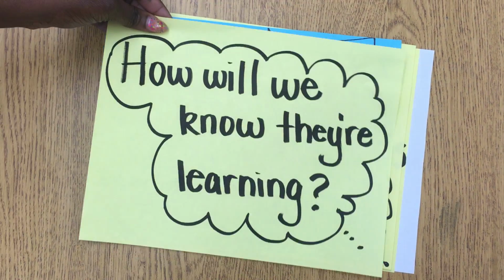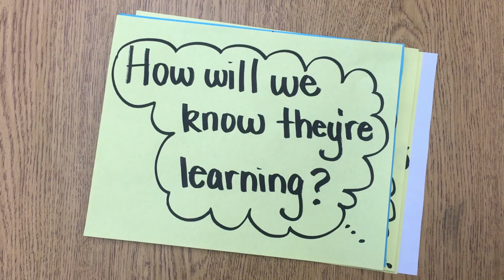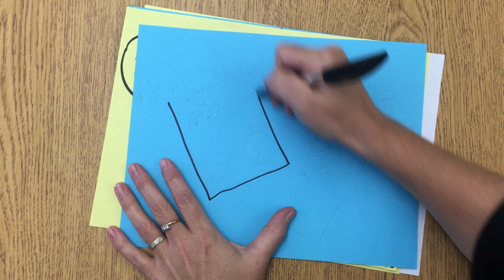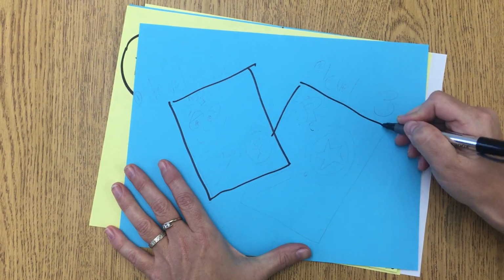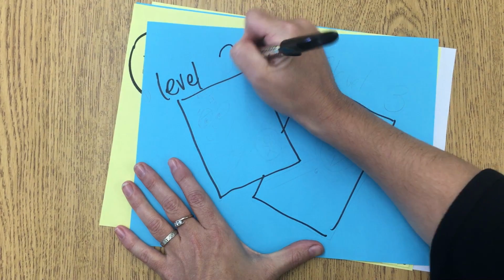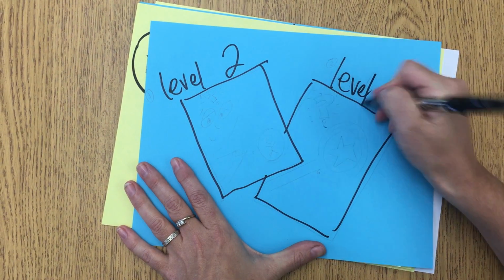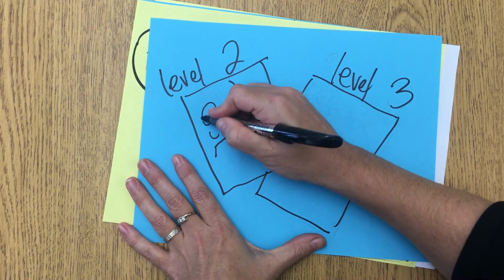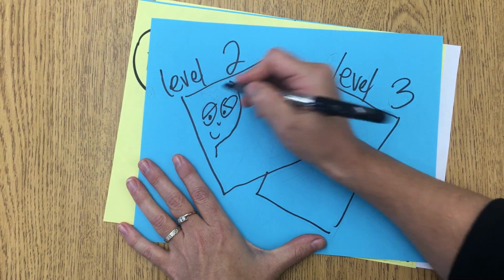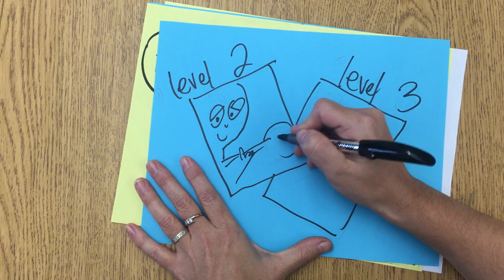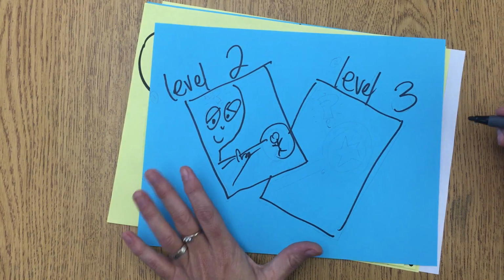But how will we know when they're learning? You'll bring student work to the table. You're going to sort these pieces of student work and see what's the level 2, what are level 3s, and really examine what you see when you're looking at the work. What are those students thinking? What are those students doing in their work?